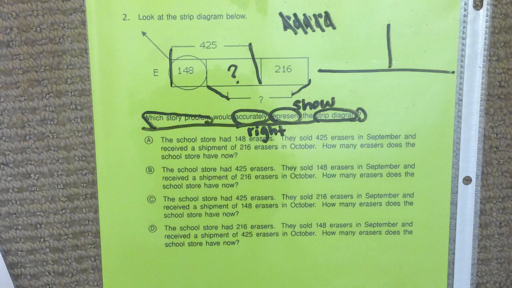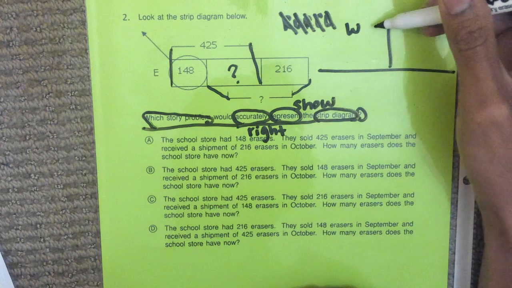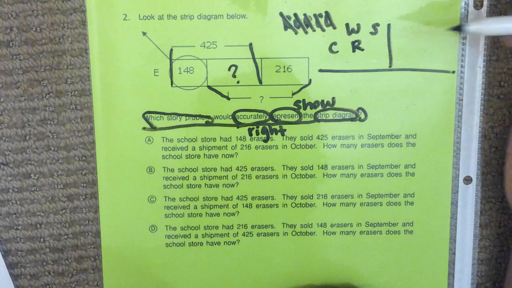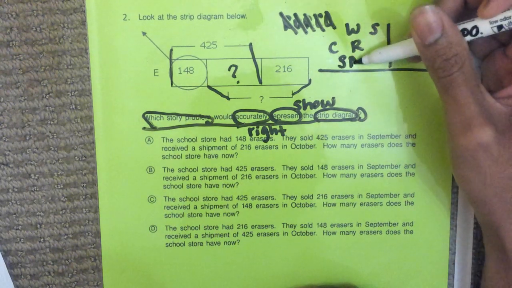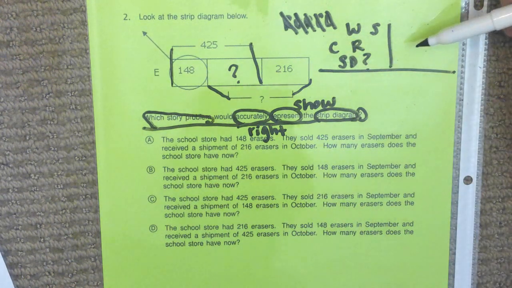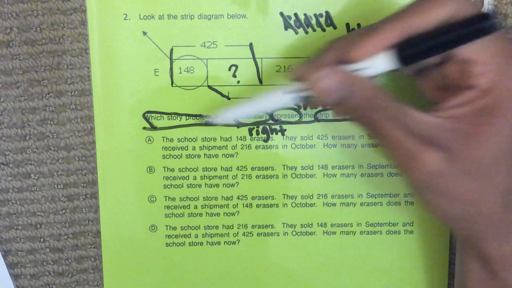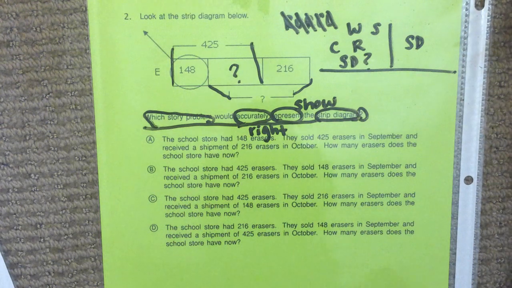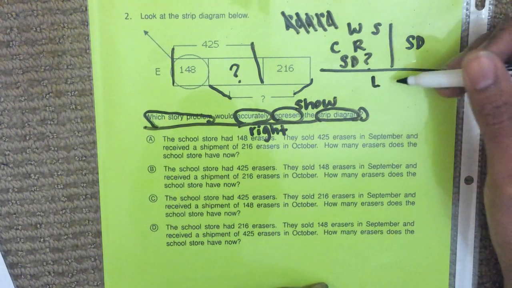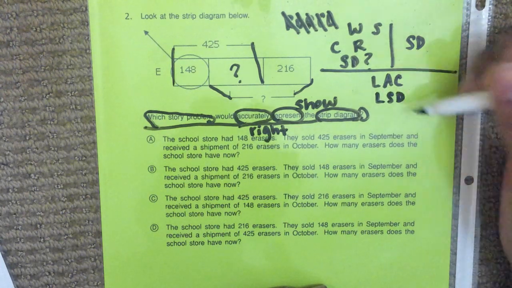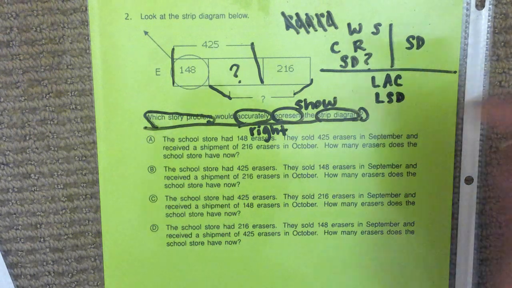What should we do first? The main idea. My main idea is going to say, which story correctly represents or shows the strip diagram? Which story correctly represents our strip diagram? So our most important detail here is our strip diagram. And now what I'm going to do is I'm going to label my answer choices and maybe label my strip diagram as my strategy. So let's start with A.